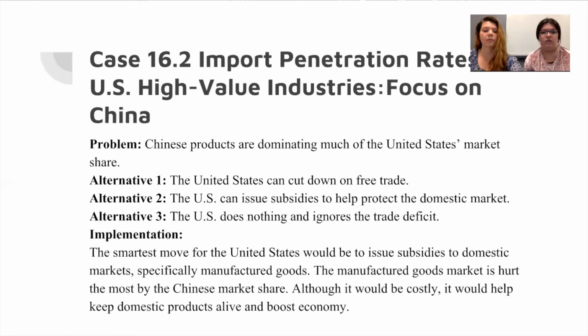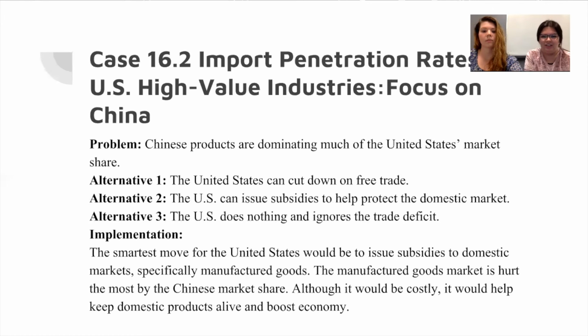So one alternative to this case is that the United States could cut down on free trade. Some positives to this would be that by engaging in protectionism, the U.S. would be able to help aid the sale of some domestic products. Some negatives would be that not only would China be affected by the cut down of free trade, but so would other countries, and there may be some political upset.